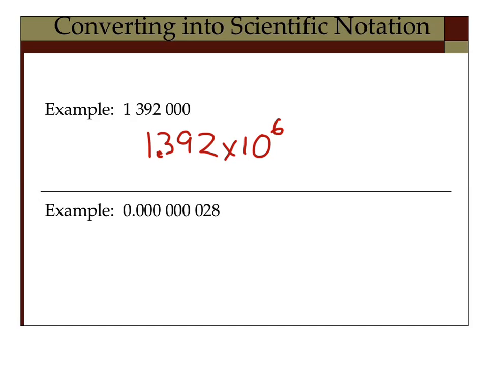Let's do a small number next. 0.000000028. Same process. Keep the numbers, 28. I want a number between 1 and 10 though, so I'm going to drop a decimal point right there. 2.8, between 1 and 10. Times 10, this time to the power. Since this is a small number, it's going to be a negative exponent. So negative. How many spots did I move the decimal place? 8. So I moved it 8 spots, so power of 8. Starts there: 1, 2, 3, 4, 5, 6, 7, 8.